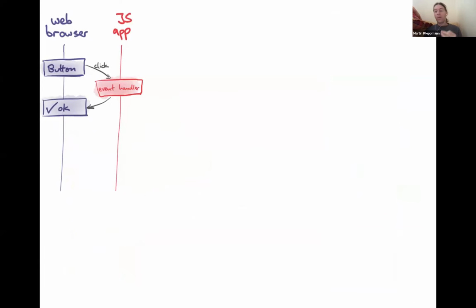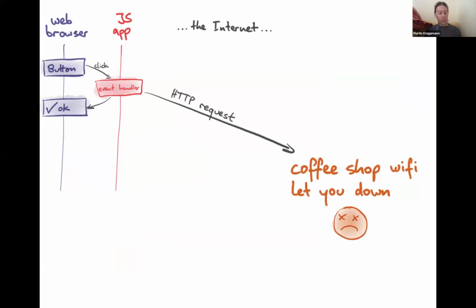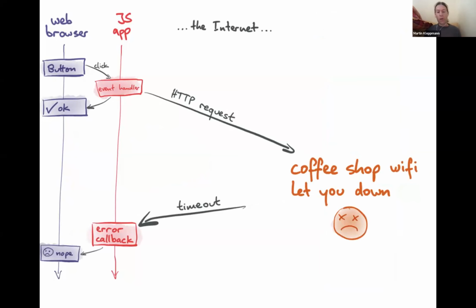But the problem with this is, what if not everything is fine? It might be that the user is sitting on an unreliable coffee shop Wi-Fi, and that Wi-Fi just decides to let you down. It's having a bad day. Sorry, Wi-Fi is overloaded. That request never got through. Or maybe the request got through and the response didn't get through. But for whatever reason, eventually the request times out.